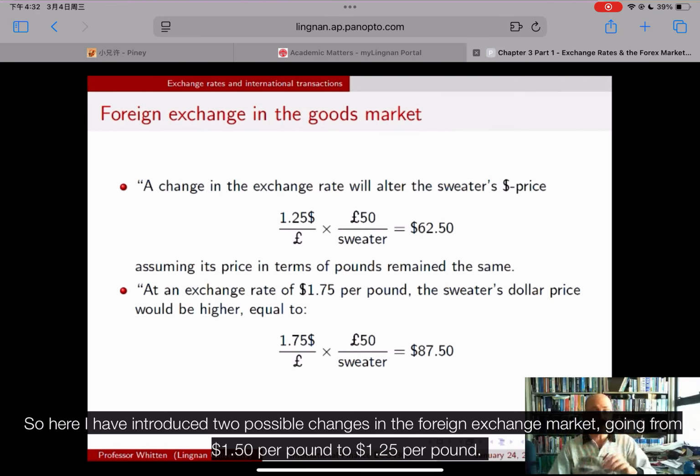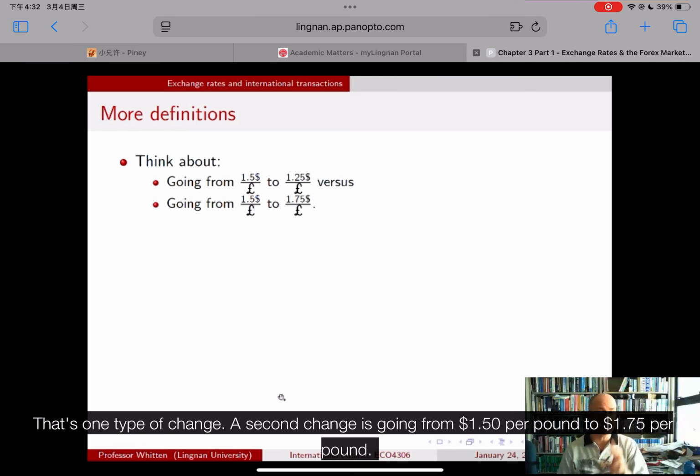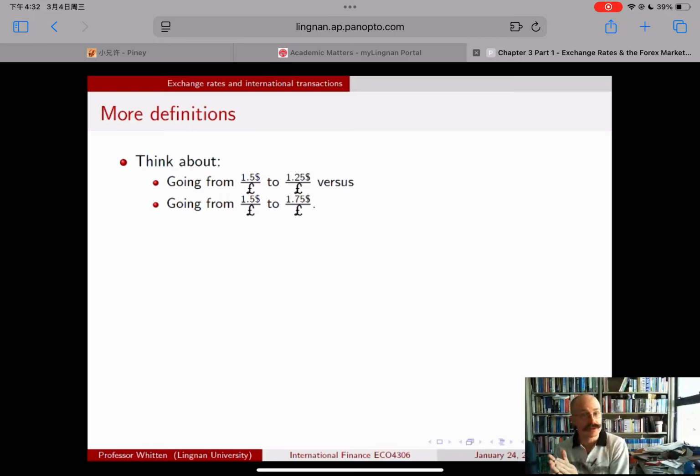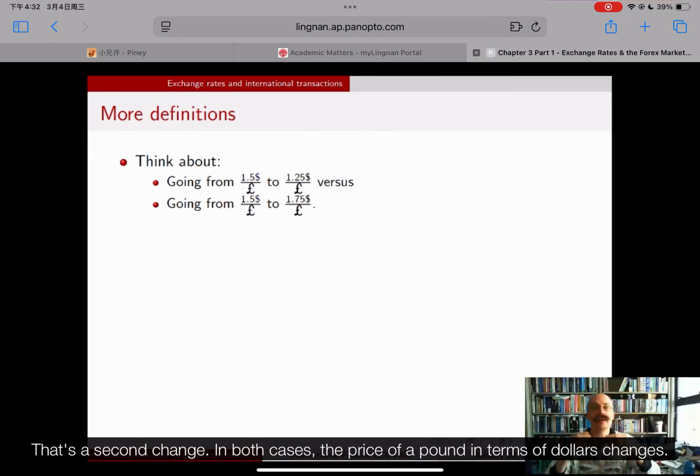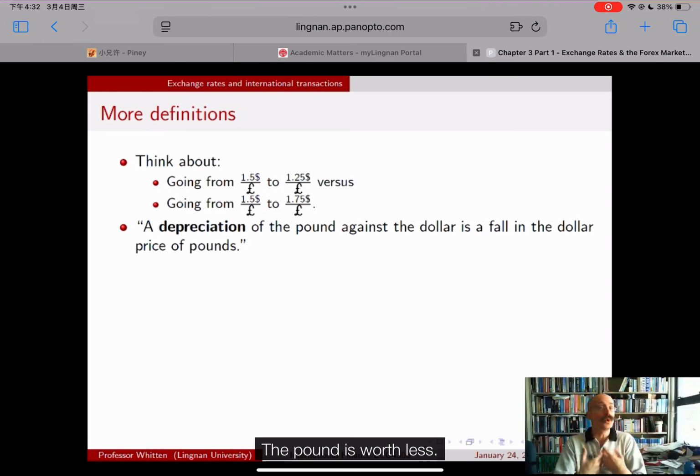So here I have introduced two possible changes in the foreign exchange market, going from $1.50 per pound to $1.25 per pound. That's one type of change. A second change is going from $1.50 per pound to $1.75 per pound. That's a second change. In both cases, the price of a pound in terms of dollars changes. In the first case, the pound is worth fewer dollars. The pound is worth less.